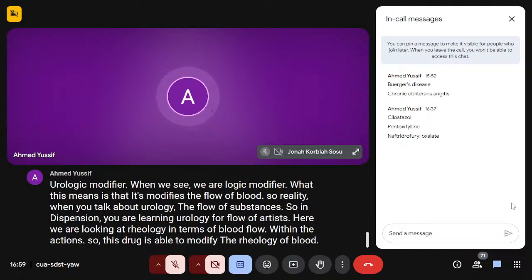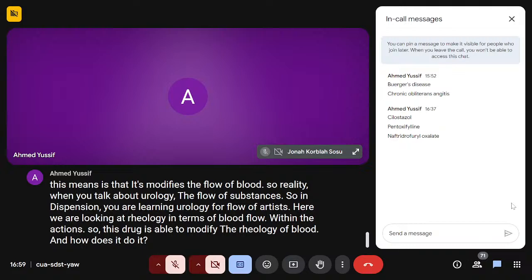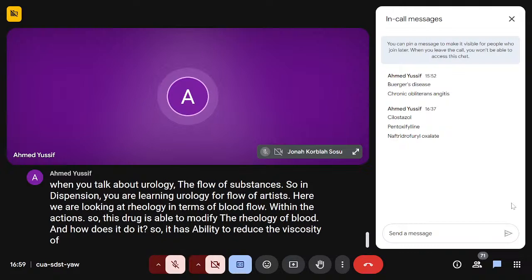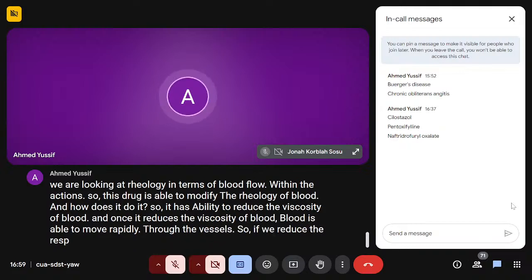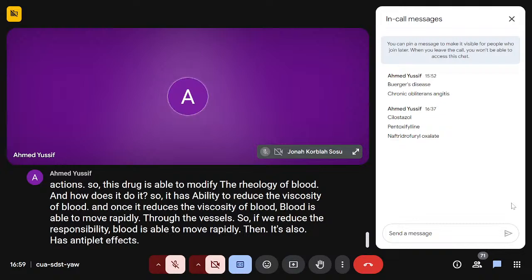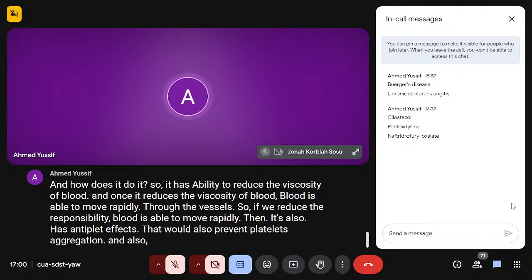And how does it do it? It has the ability to reduce the viscosity of blood. And once it reduces the viscosity of blood, blood is able to move rapidly through the vessels. Then it also has antiplatelet effects. That would also prevent platelet aggregation and also prevent clot formation within the arteries.